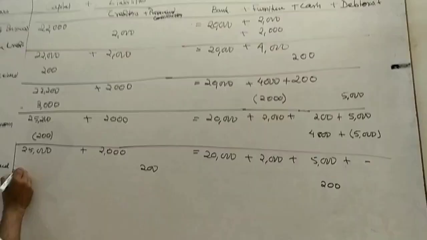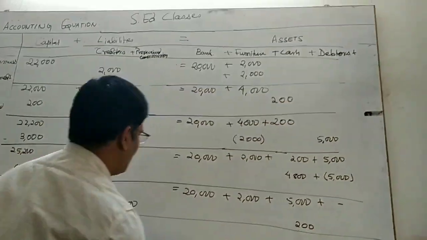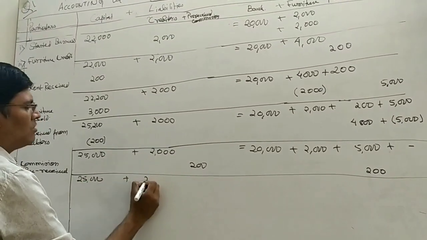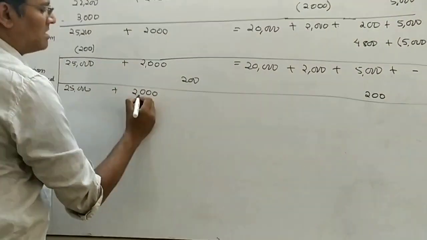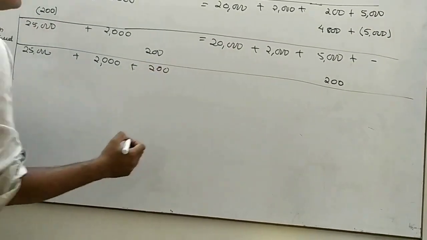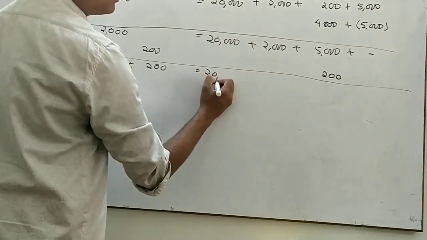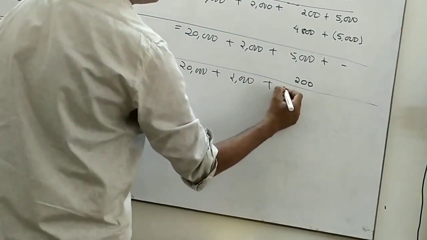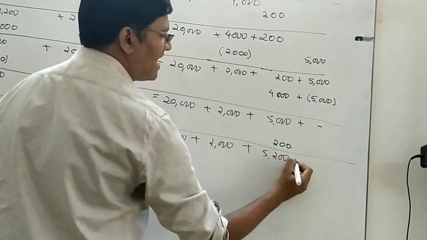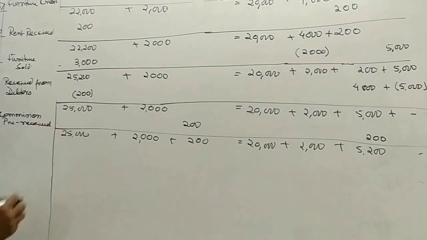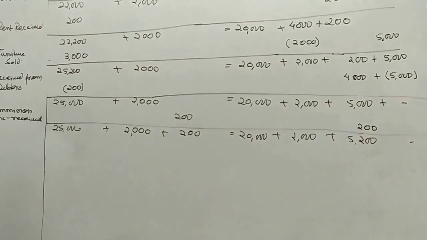Notice again my accounting equation. It is again coming the same thing. 25,000 in the capital, 2,000 in my creditors, and 200 a new thing has added, that is pre-received commission. This side is 20,000, 2,000 the furniture, 5,200 cash in hand, and nothing over here. This is my pre-received commission. After that the equation stands over here.